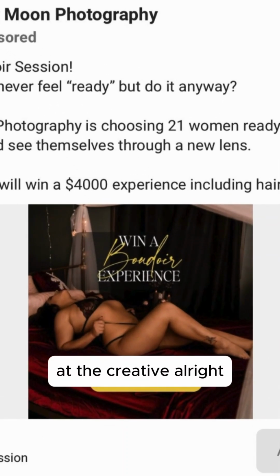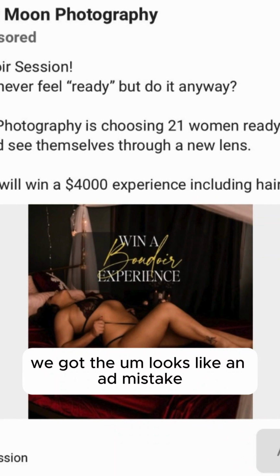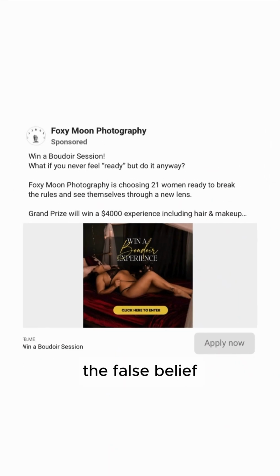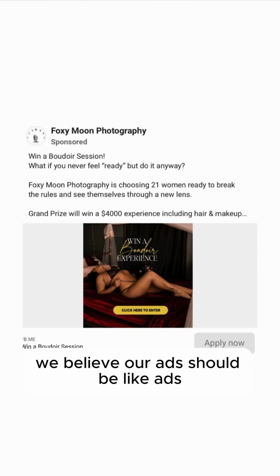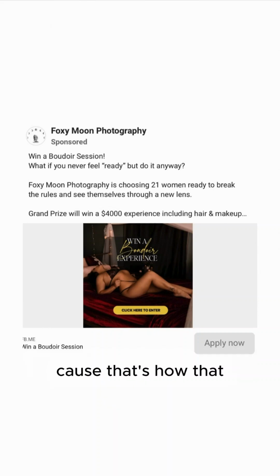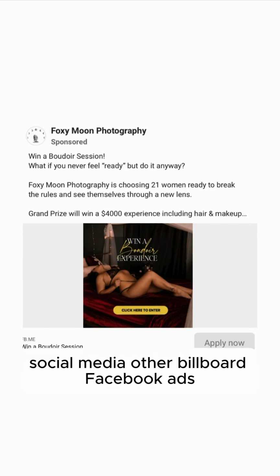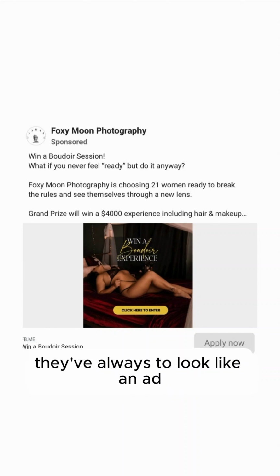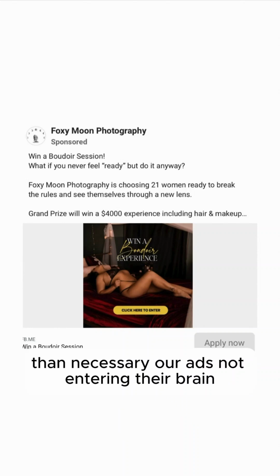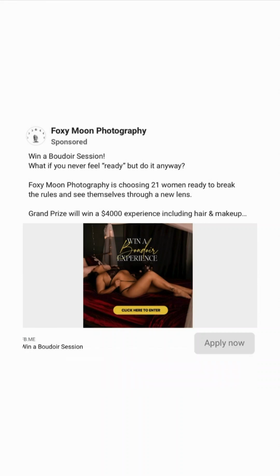Now, looking at the creative, all right, we got the looks like an ad mistake. The false belief that caused us to make this mistake is we believe our ads should be like ads, because that's how we've always seen ads in newspapers, magazines, TV, social media, other Boudoir Facebook ads. They've always looked like an ad. The consequence of this, though, is way more women scrolling by our ad than necessary. Our ad's not entering their brain, wasting that impression.